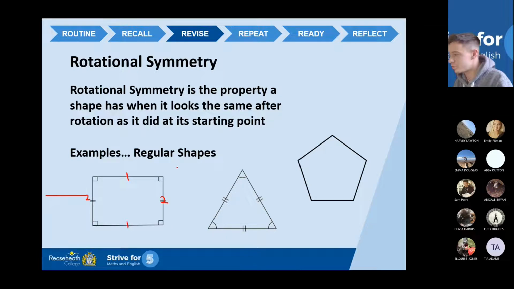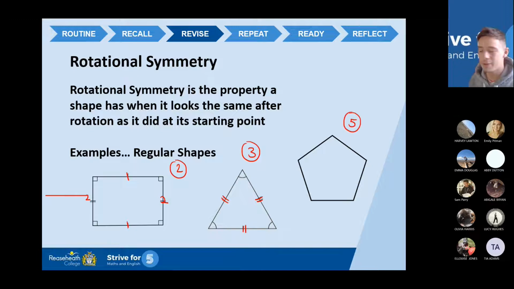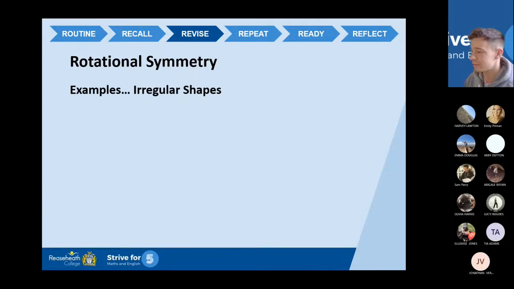So 2 pairs of equal sides, it's got 2 rotational symmetry. This has 3 sides that are equal, and it's got a rotational symmetry of 3, and the pentagon has 5, okay? So it's how many times you can rotate the shape and it looks like it did at the start.